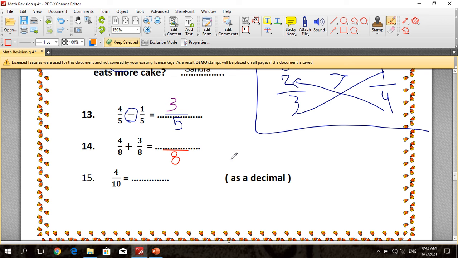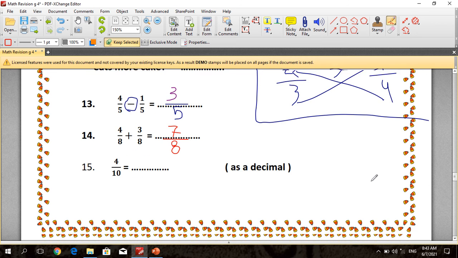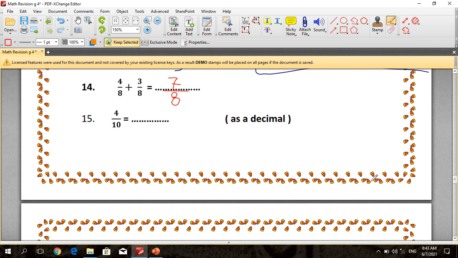Great, 4 plus 3 equals 7. Super. Now let's see the next one. Here he gives you a fraction and he wants you to write it as a decimal. If I have a fraction and I want to write it as a decimal, all I have to do is write the number in the denominator. The number in the denominator here is what? 4, so we will write 4 again.